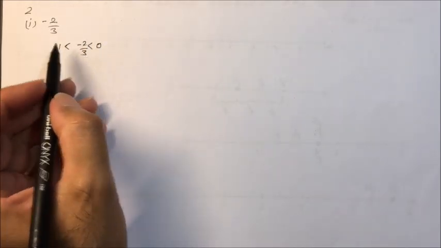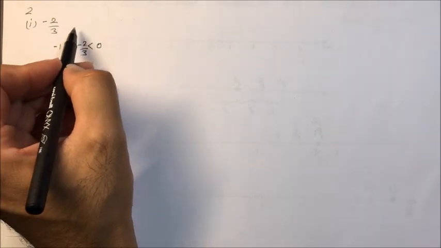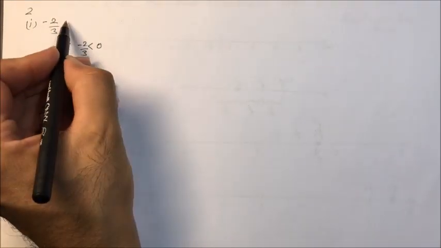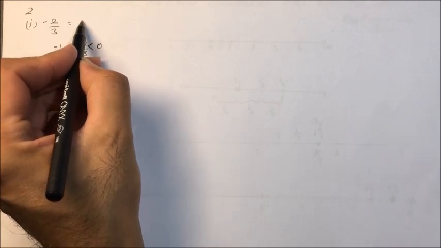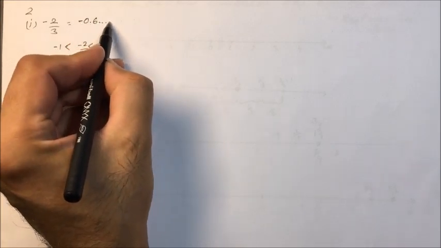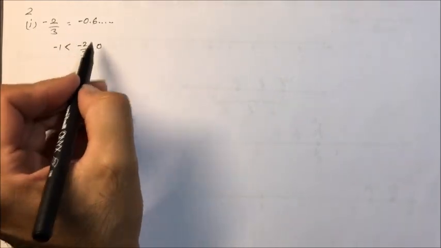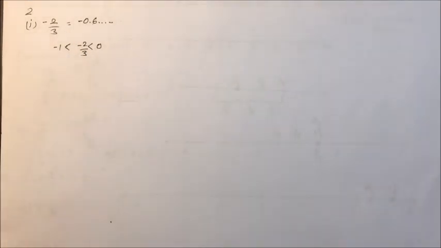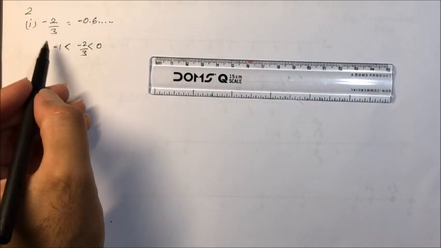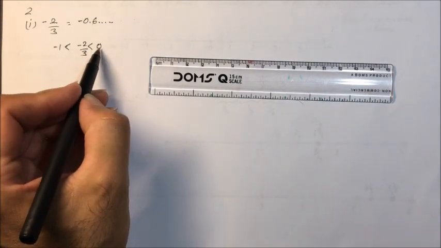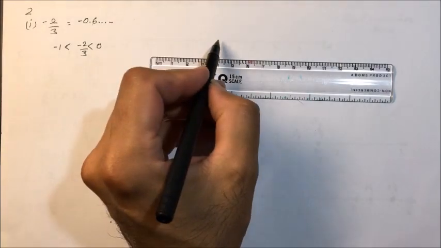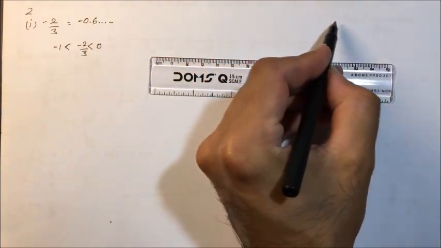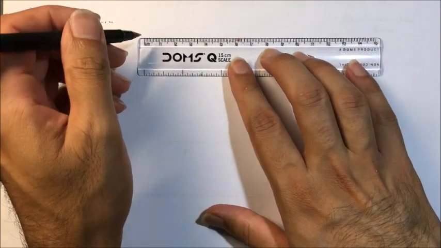If you are not able to figure out, convert it into decimal. So minus 2 divided, it is coming out to be minus 0.6 something. So we require only this, so it will lie between 0 and minus 1. And always remember, minus 1 is smaller than 0. Minus 2 is smaller than minus 1. So this way the numbers increase.